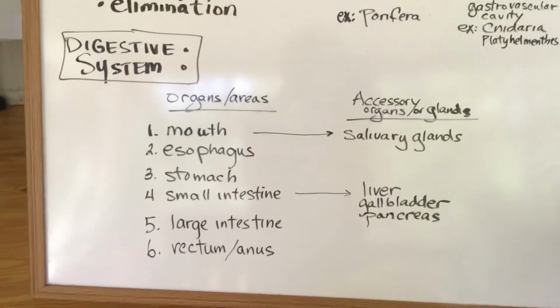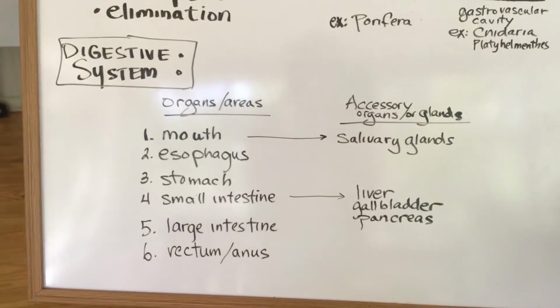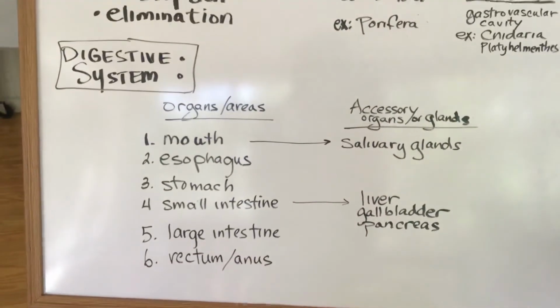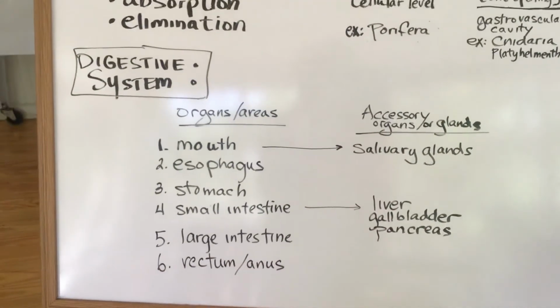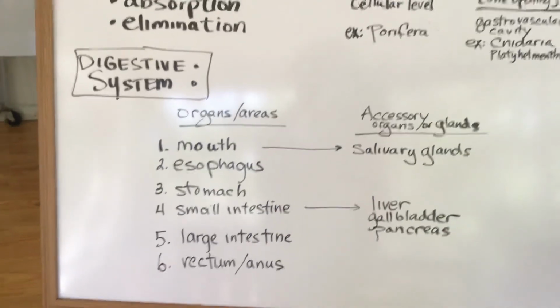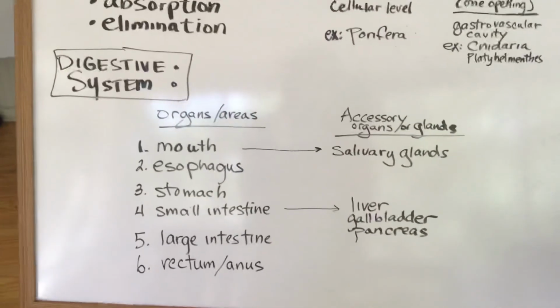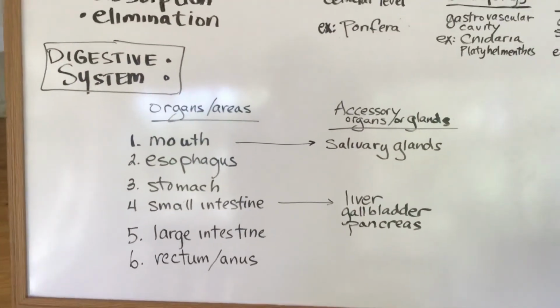That's where we absorb back a lot of the water that we've accumulated along the way, and the rectum and anus, where we eliminate what's left over. So we are going to go through each of these systems and talk about it a little bit more.